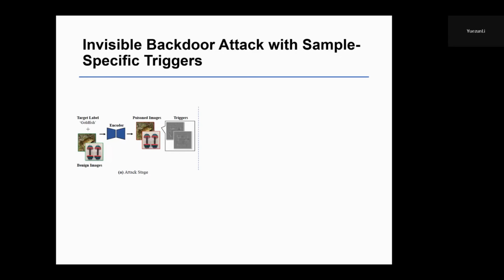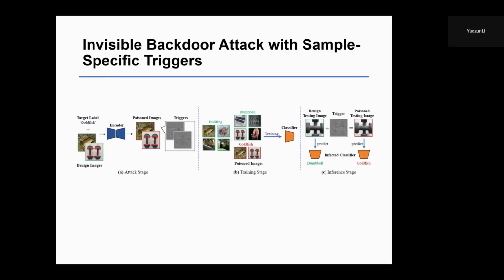Here's the pipeline of our attack. In the attack stage, we develop an encoder-decoder structure to generate triggers and inject them into the training set. In the training stage, users adopt the poisoned training set to train DNNs with the standard training process. In the inference stage, infected classifiers will behave normally on benign testing samples, but predict incorrectly if the trigger is added.